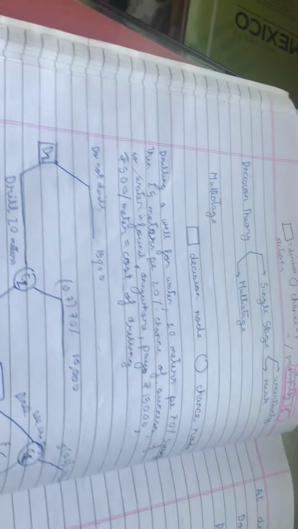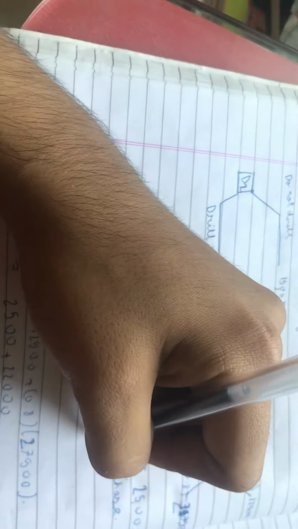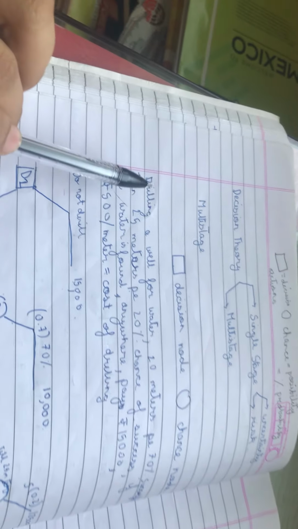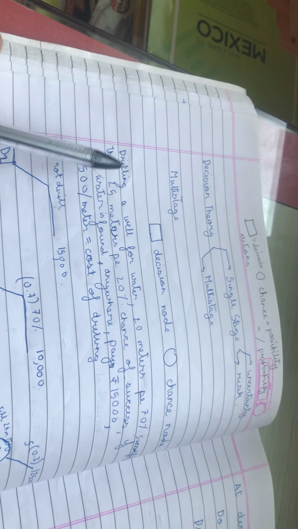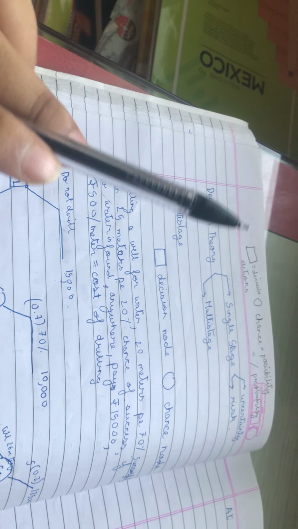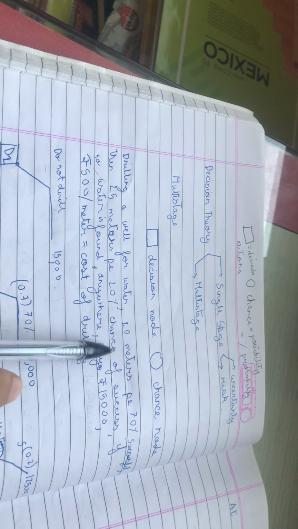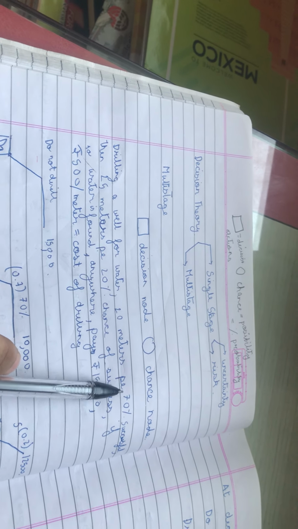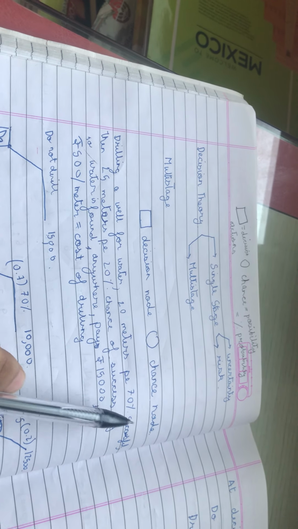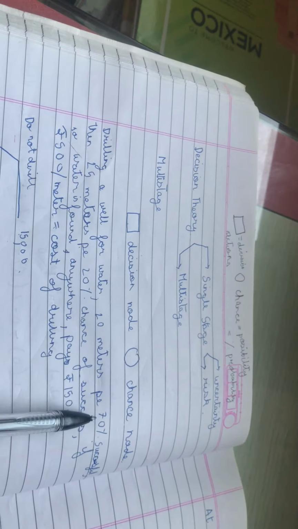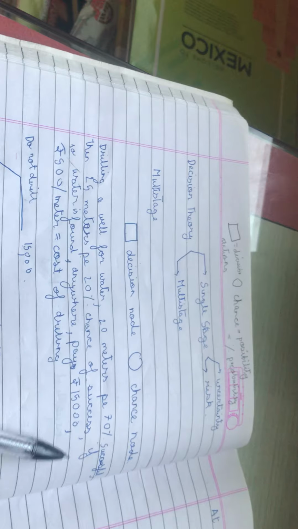I'll take an example to explain it nicely, and then you'll be able to understand the various rules of why to go from right to left and so on. We have this question: we are drilling a well for water. Either we can dig till 20 meters. When we dig till 20 meters, there's a 70% successful chance that I'll get water. Percentage, keep that in mind. 70% chance that I will find water.